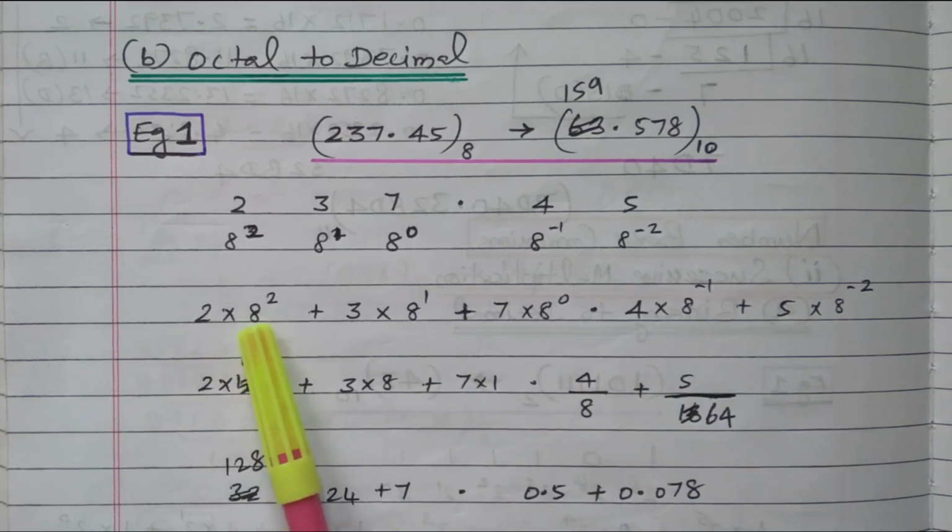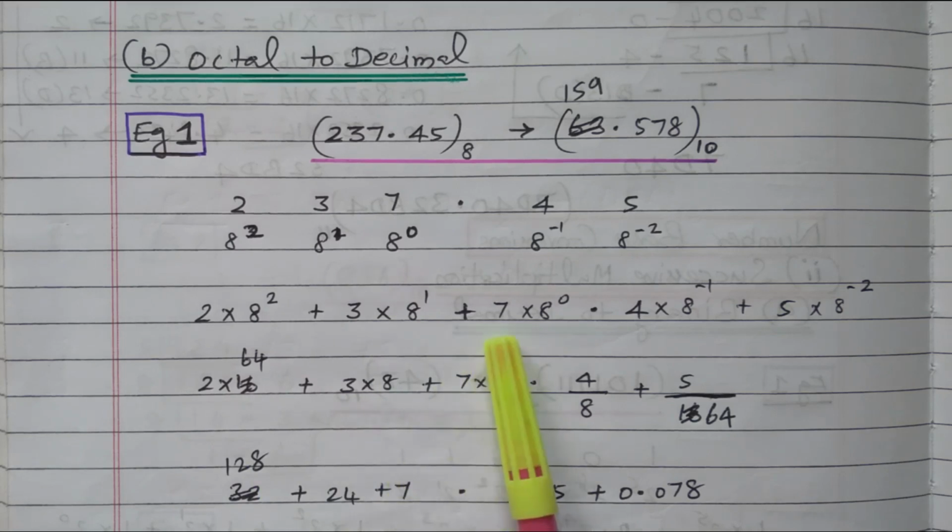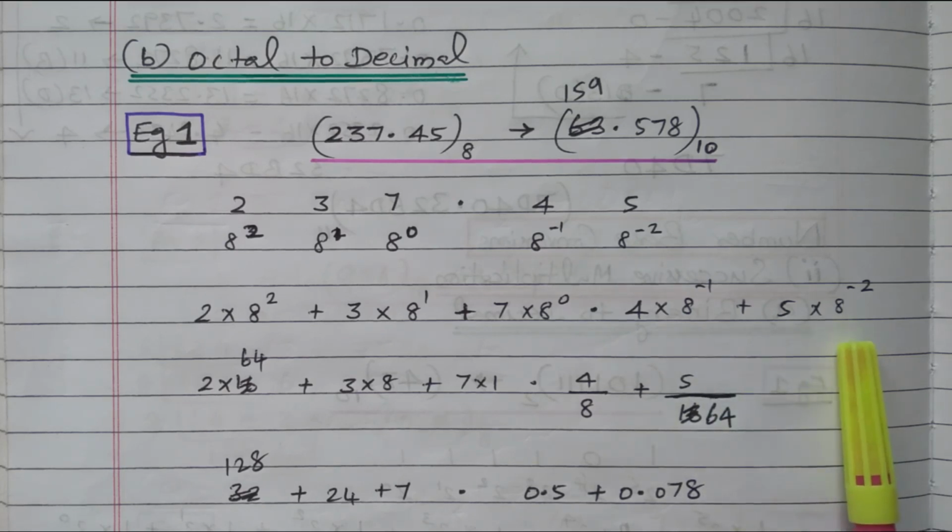So 2 into 8 power 2, 8 squared, means 64. 3 into 8 power 1 means 8. 7 into 8 power 0, with 8 power 0 equal to 1. 4 into 8 power minus 1 we can write as 4 divided by 8, since 8 power minus 1 going to the denominator becomes 8. Similarly, 5 into 8 power minus 2 can be written as 5 divided by 8 power 2, which is 64. Now we have 2 into 64, 3 into 8, 7 into 1, dot, 4 by 8 plus 5 divided by 64.